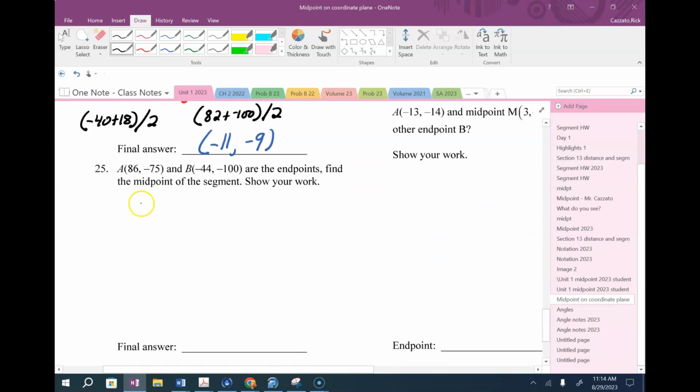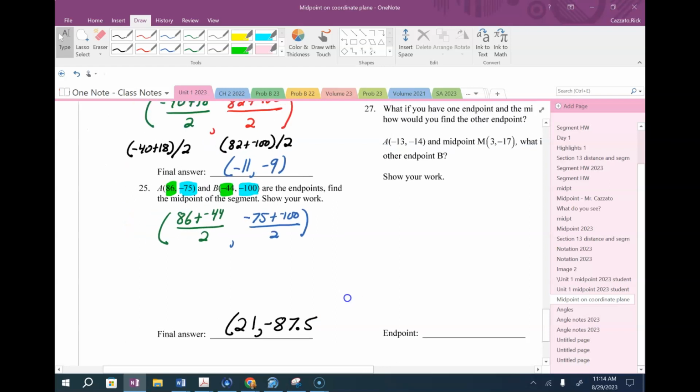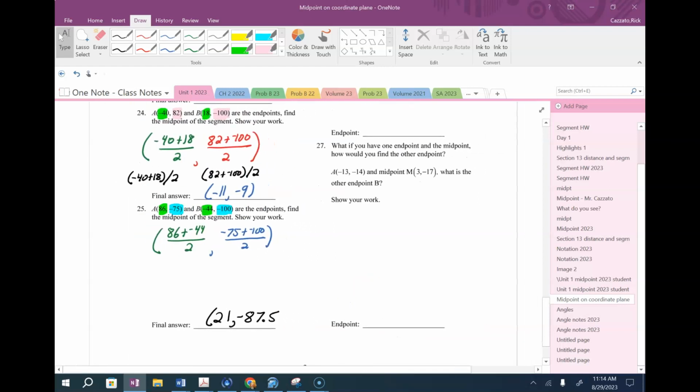So to find the midpoint, again, we're going to add the x's. So I'm going to take 86 and -44. So 86 plus -44 and divide by 2. Then I'm going to take the y's and divide by 2. So -75 plus -100 divide by 2. When you type those in your calculator, you'll get 21 and -87.5. So that's how you find the midpoint. You add the x's, divide by 2. You add the y's and divide by 2.